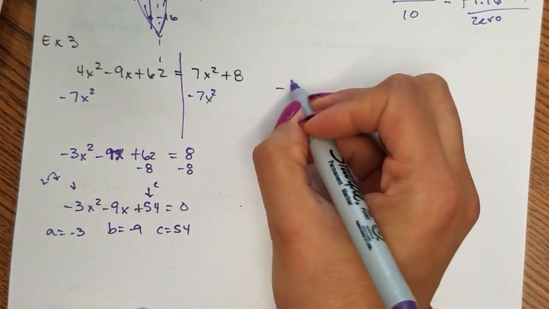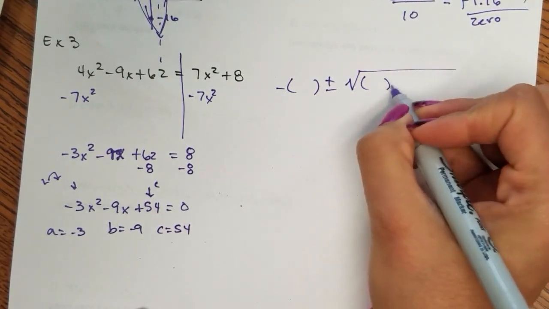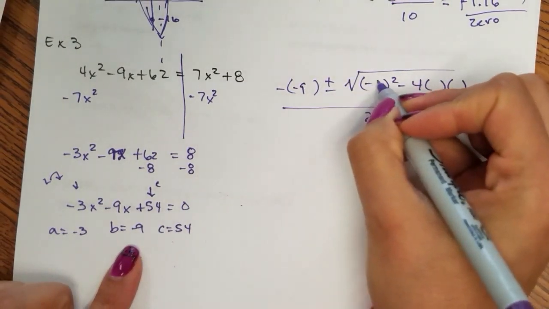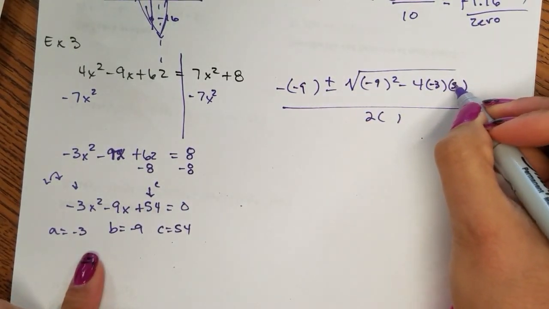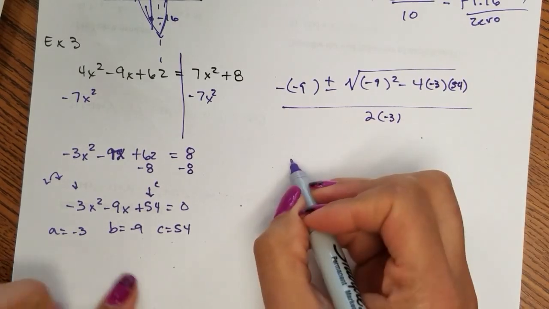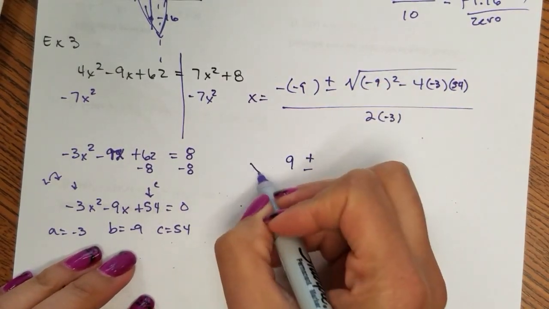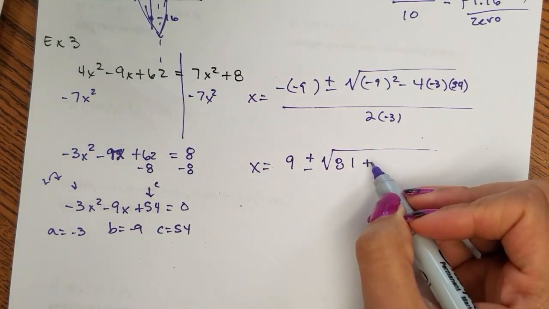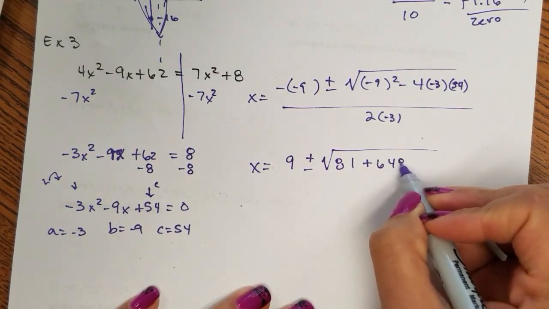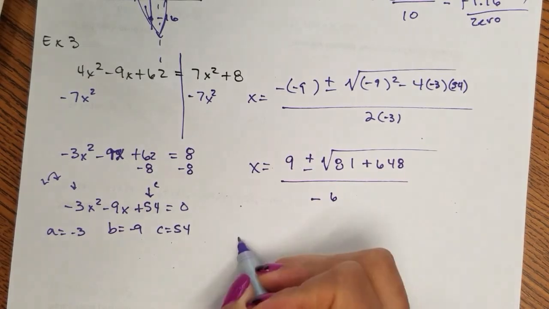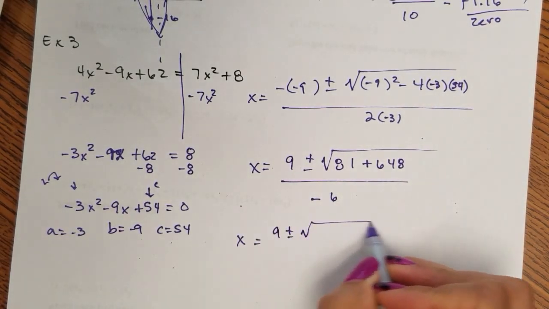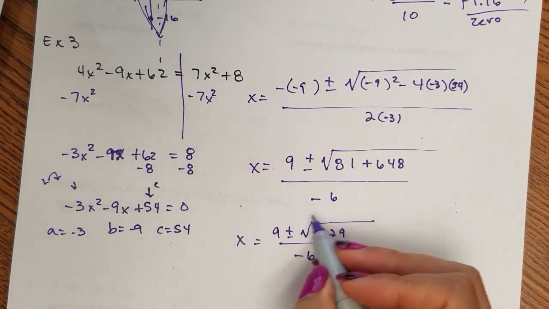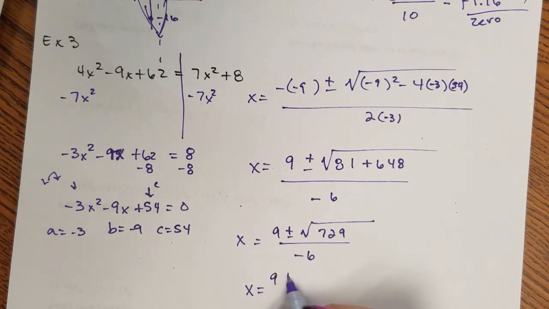Plug everything into your formula. -(-9) plus or minus the square root of (-9) squared minus 4 times -3 times 54, over 2 times -3. Simplify it: 9 plus or minus the square root of 81 plus 648, all over -6. That's 9 plus or minus the square root of 729 all over -6. Now if you plug this into your calculator, if you take the square root of that, it's actually going to give you 27.